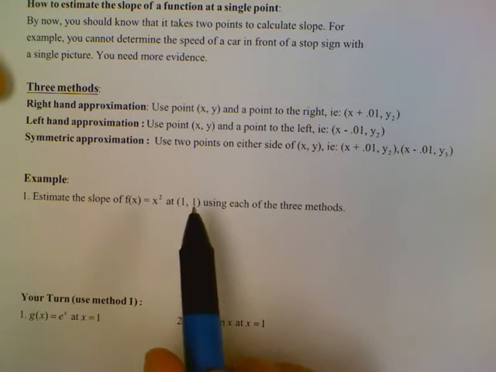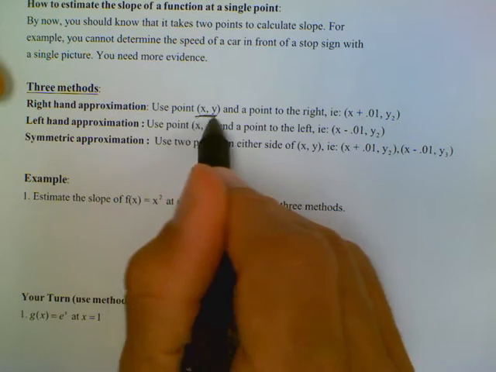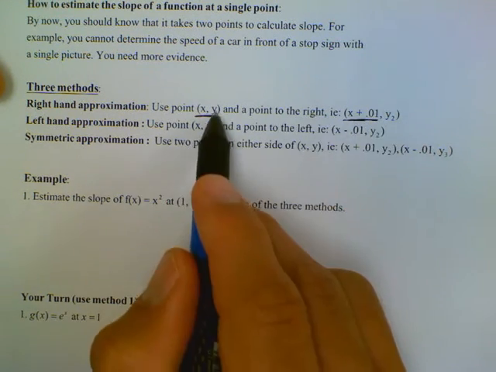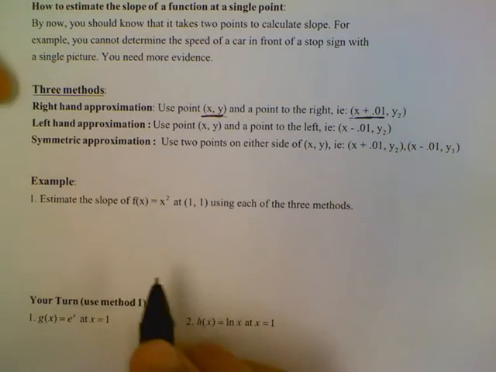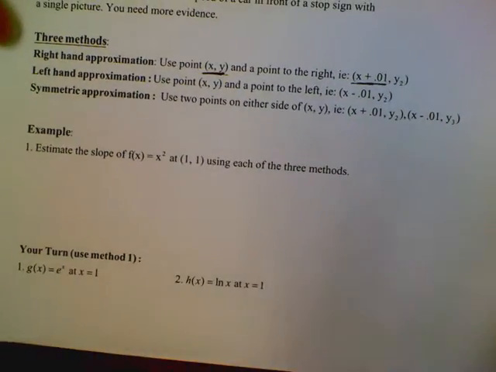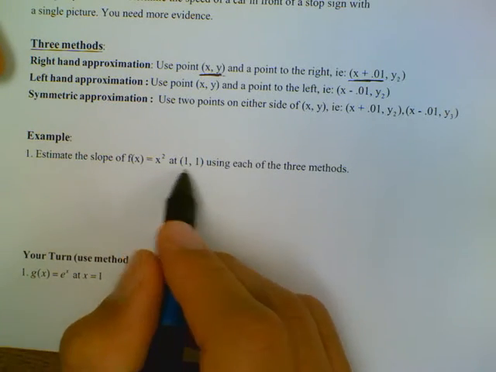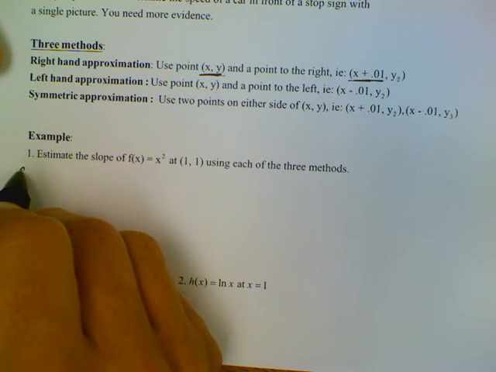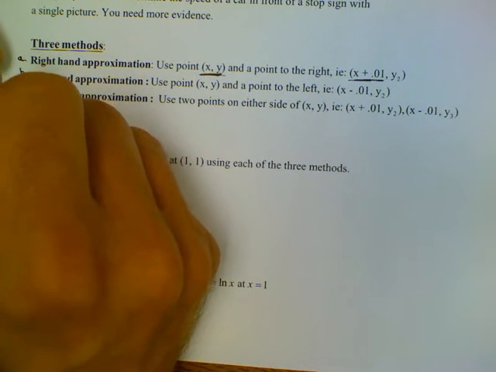Okay, and the way we would do that is we would take one picture, and then we would take a picture very, very close in time, and then we would measure that distance between y2 and y1. All right, so let's take a look at the slope of f of x equals x squared at the point (1, 1), using all three of these approximation methods. So I'm just going to number each one of these methods A, B, and C.